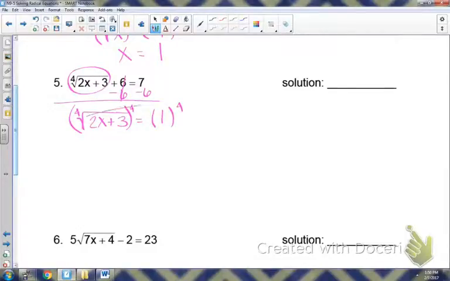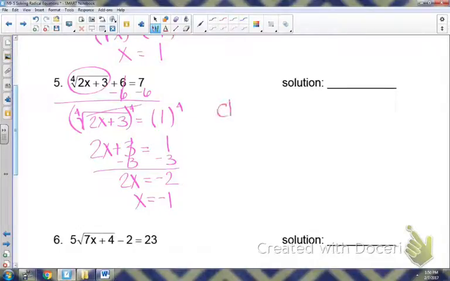So that cancels. We're just left with the radicand, so the term under the radical. And then 1 to the 4th power is just 1. 1 times 1 times 1 times 1. Subtract 3. So x would equal -1.